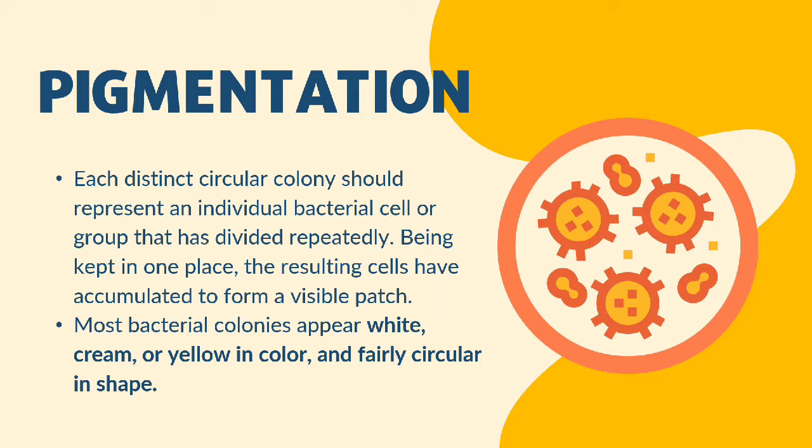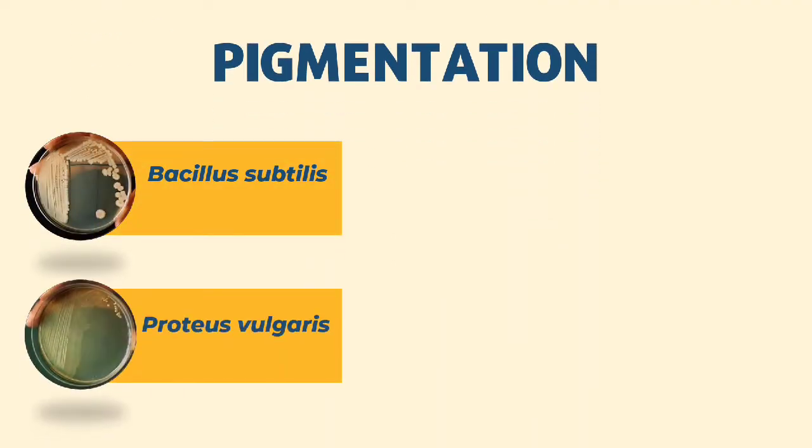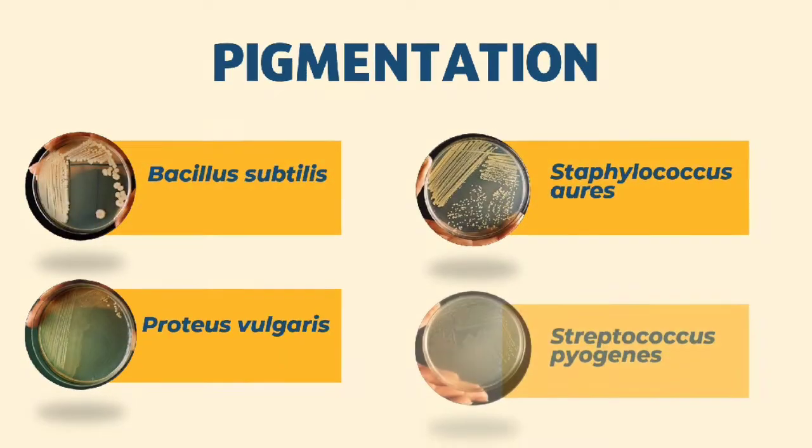Each distinct circular colony should represent an individual bacterial cell or group that has divided repeatedly. Being kept in one place, the resulting cells have accumulated to form a visible patch. Most bacterial colonies appear white, cream, or yellow in color and fairly circular in shape. Some examples are Bacillus subtilis, Proteus vulgaris, Staphylococcus aureus, and Streptococcus pyogenes.